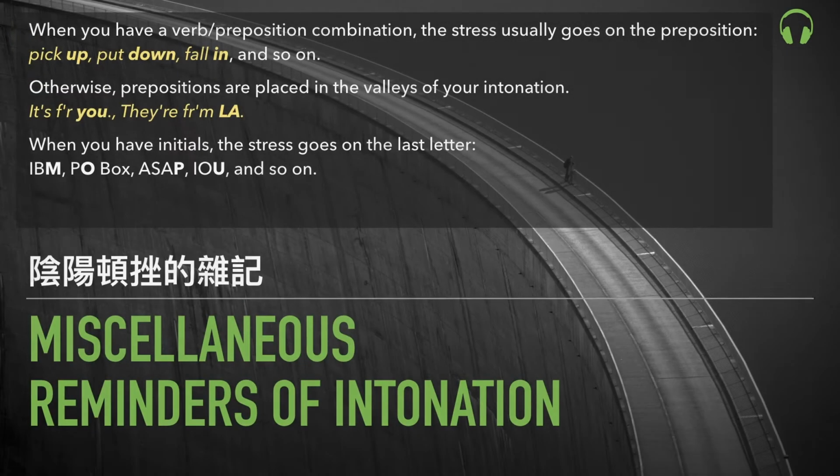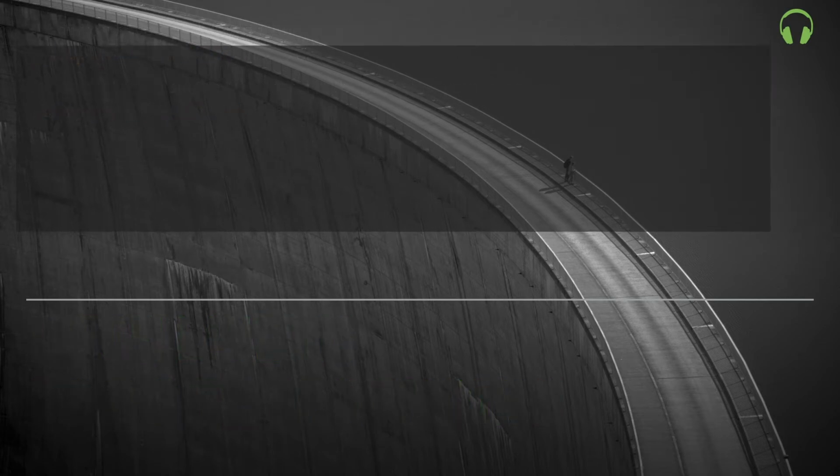Miscellaneous reminders of intonation. When you have a verb-preposition combination, the stress usually goes on the preposition. Pick up, put down, fall in, and so on. Otherwise, prepositions are placed in the valleys of your intonation. It's for you. They're from LA. When you have initials, the stress goes on the last letter. IBM, P.O. Box, ASAP, IOU, and so on.